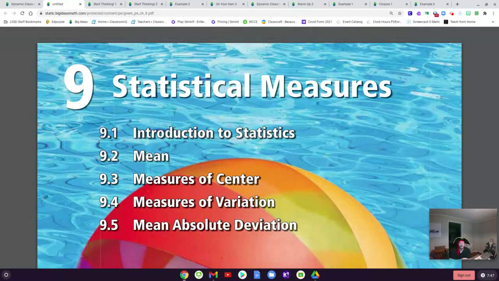Well, ahoy there, pirates. We're here to do 9.3 measures of center. There's two new types of averages, some people would call them measures of center. They're the mode and the median. So, mean is one way to do an average or a typical value, and mode and median are the two that we're going to do for 9.3.